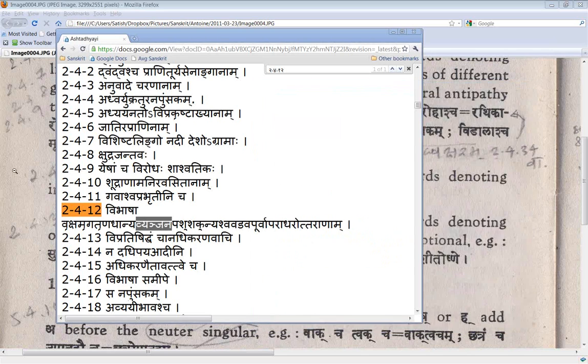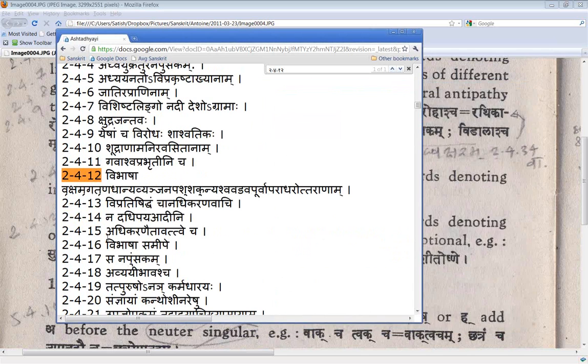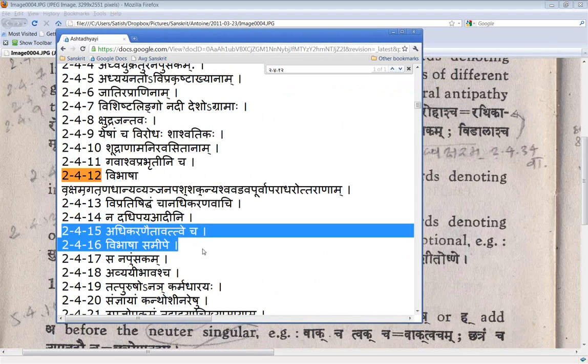Now, these last two we're going to skip. If you want, I can give you a quick synopsis of these two, because we spent a lot of time on this prakaranam. I'll give you a quick meaning of that, and then we can move on, because they're not that important. We have not done those kinds of compounds yet, really. So this is 2.4.15, 16.